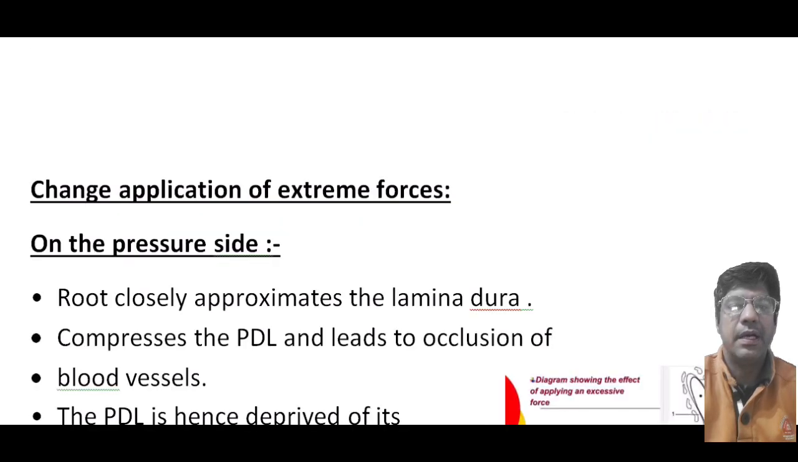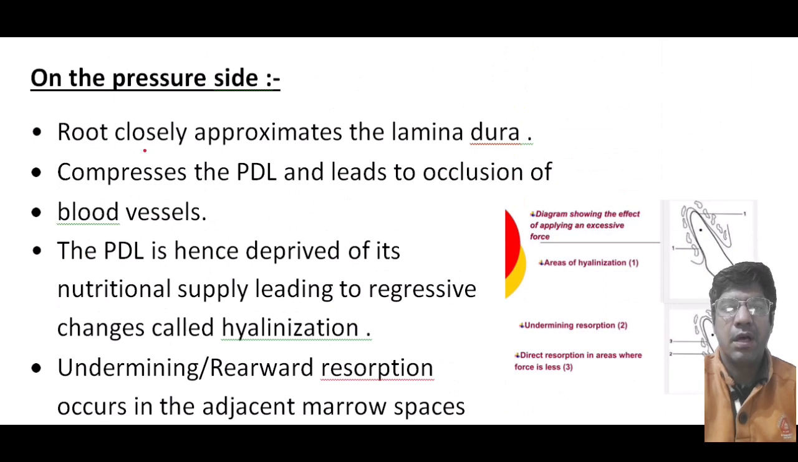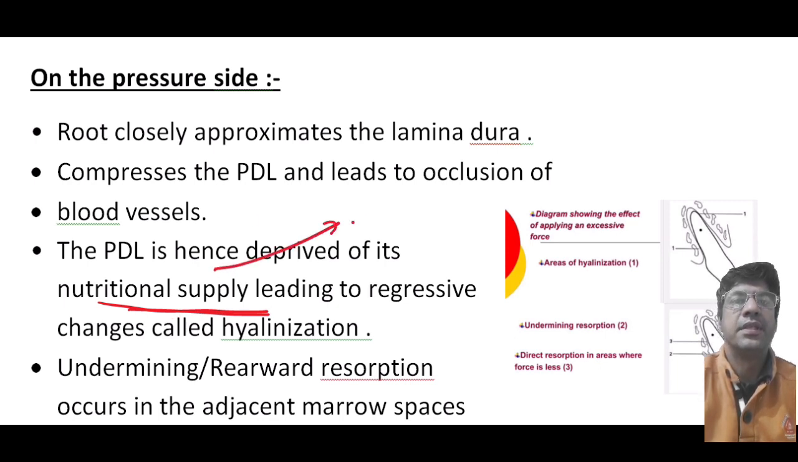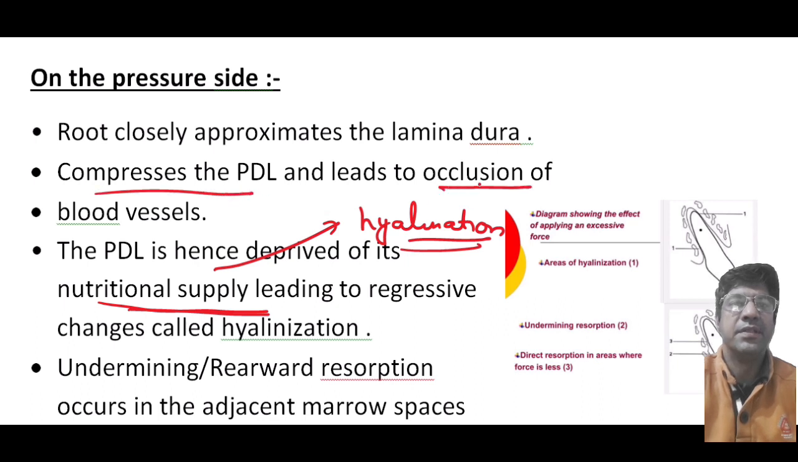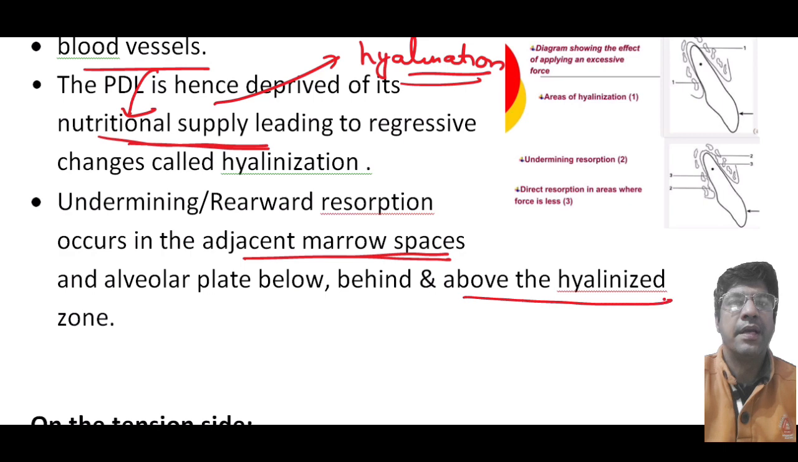Now what are the changes that you will see with the application of extreme forces? On application of extreme forces, there will be a detriment of the nutritional supply that would lead to hyalinization, as the periodontal ligament would be compressed and there will be occlusion of the blood vessels. So that is why there would be nutritional supply deficiency that would lead to hyalinization. Undermining or rearward resorption means it occurs in the adjacent marrow spaces behind and above the hyalinized zone.